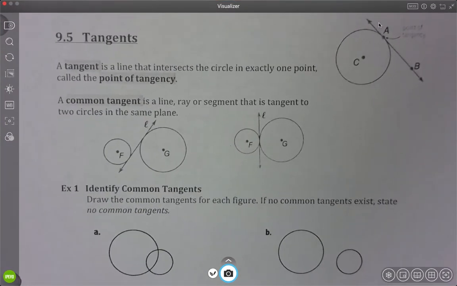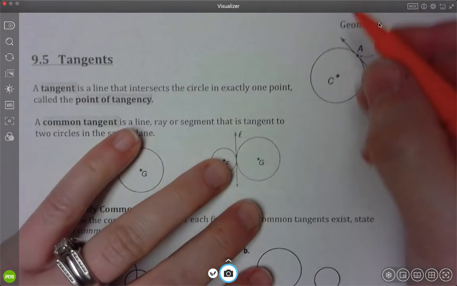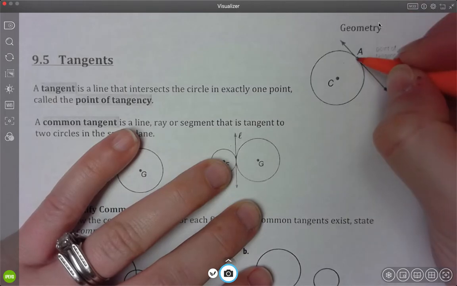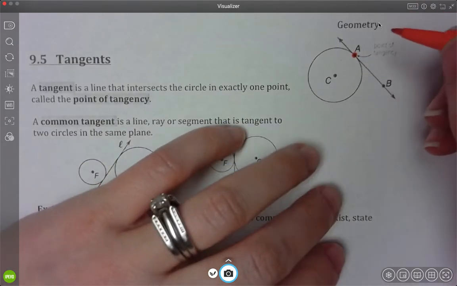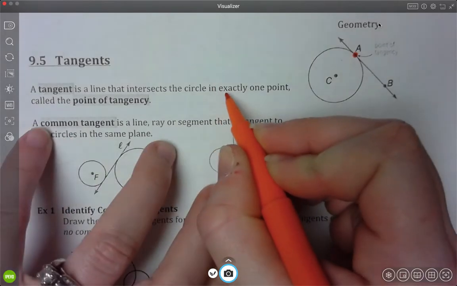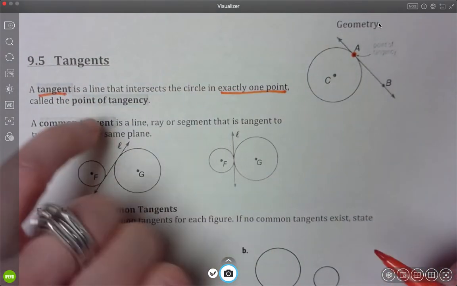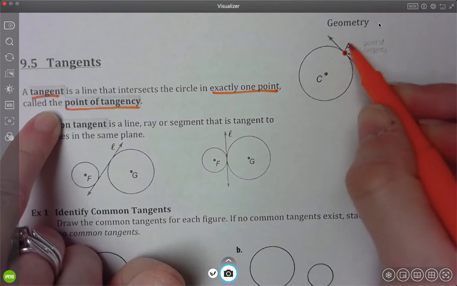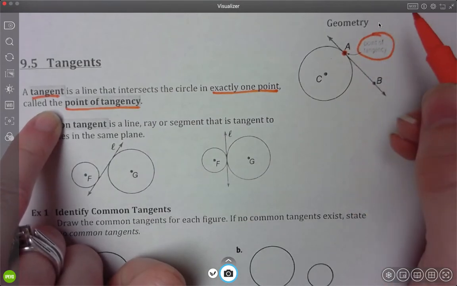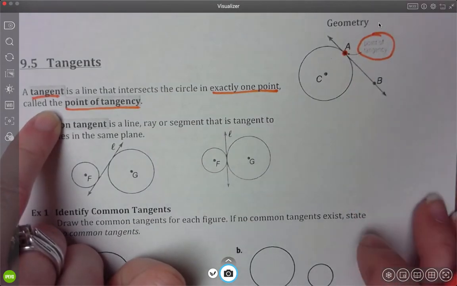Okay, geometry class. This is section 9.5 involving tangent lines. We talk about tangent lines a lot in calculus class and maybe a little bit in trig, but tangent lines in geometry have to deal with circles and a line that's touching a circle, but it's only touching at exactly one point. So a tangent line is a line that intersects a circle in exactly one point. And the place where it touches is called the point of tangency.